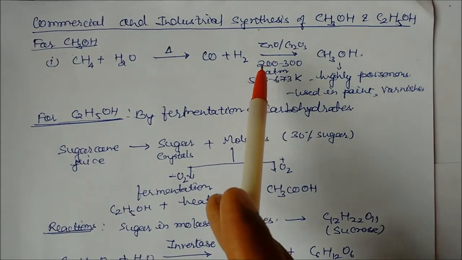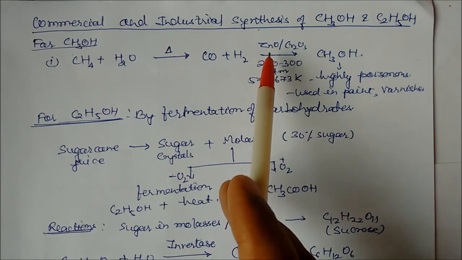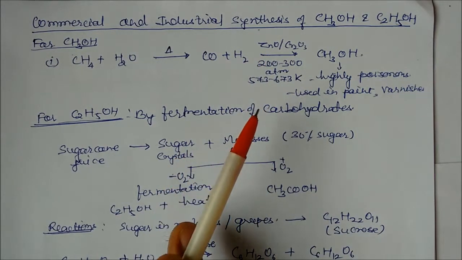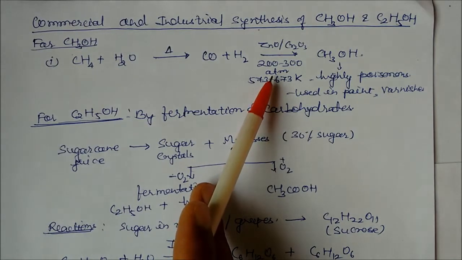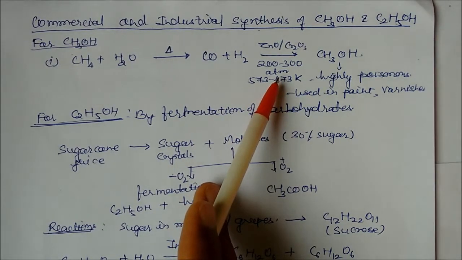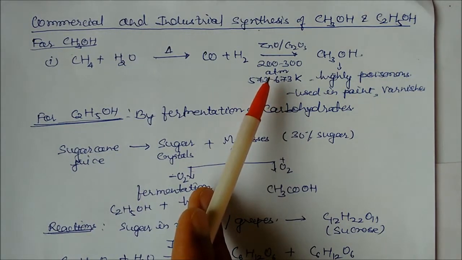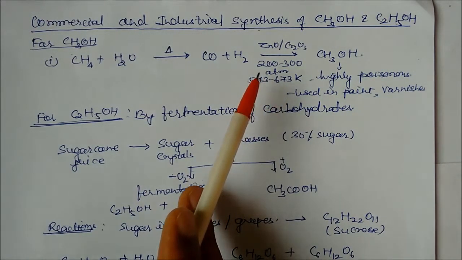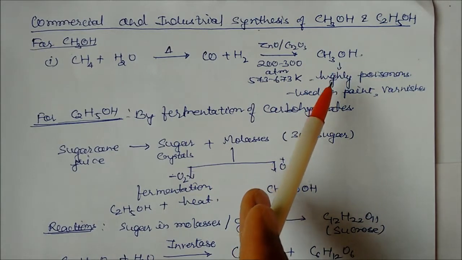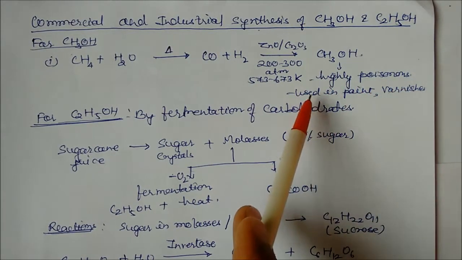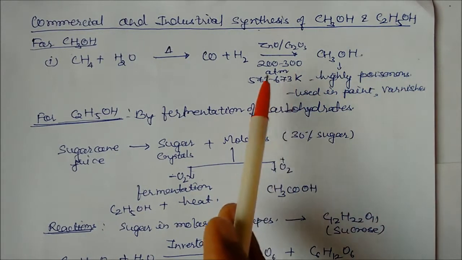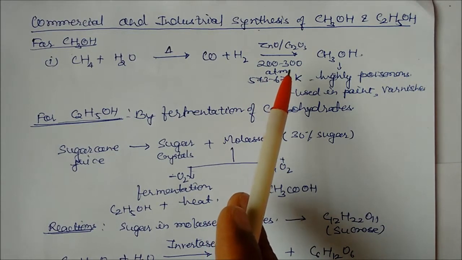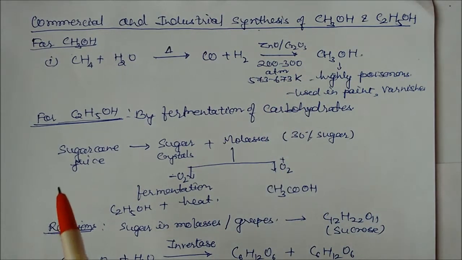Then, in the presence of a catalyst, zinc oxide and chromium oxide, at a pressure of 200 to 300 atmospheres and a temperature of 200 to 300 degrees centigrade, it will convert into methanol. Methanol is highly poisonous and is used in paints and varnishes. This pressure is not small, it is very high, because atmospheric pressure is 1 atmosphere and this is 200 to 300. Under this high pressure we are getting methanol.